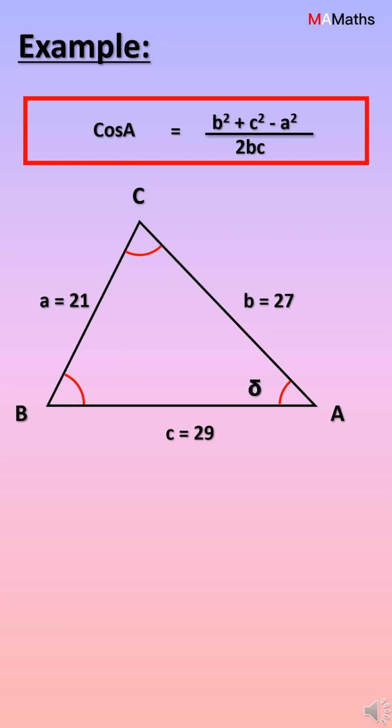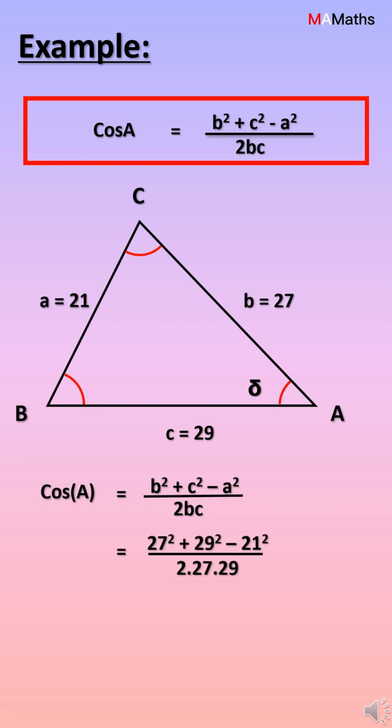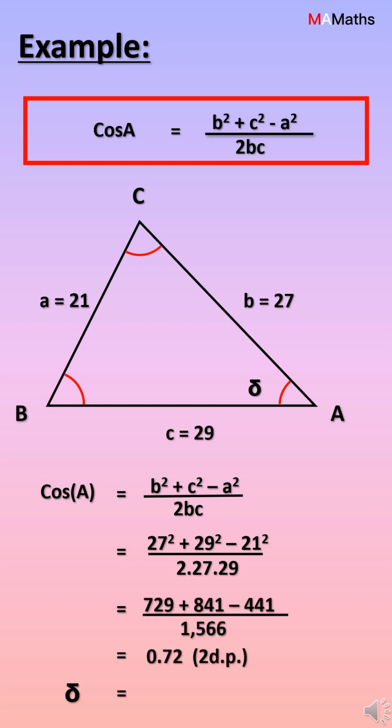The formula tells us cosine of A is equal to b squared plus c squared minus a squared over 2bc. So cosine of the marked angle is equal to 27 squared plus 29 squared minus 21 squared over 2 times 27 times 29. All of that works out to 0.72. That's the cosine of the angle. So the angle is inverse cosine of 0.72, which is 43.87 degrees, to 2 decimal places.